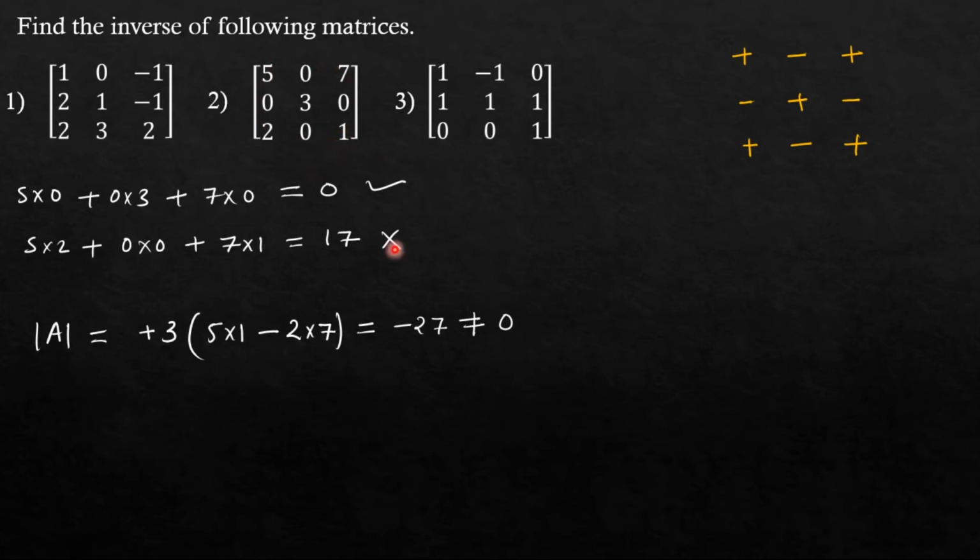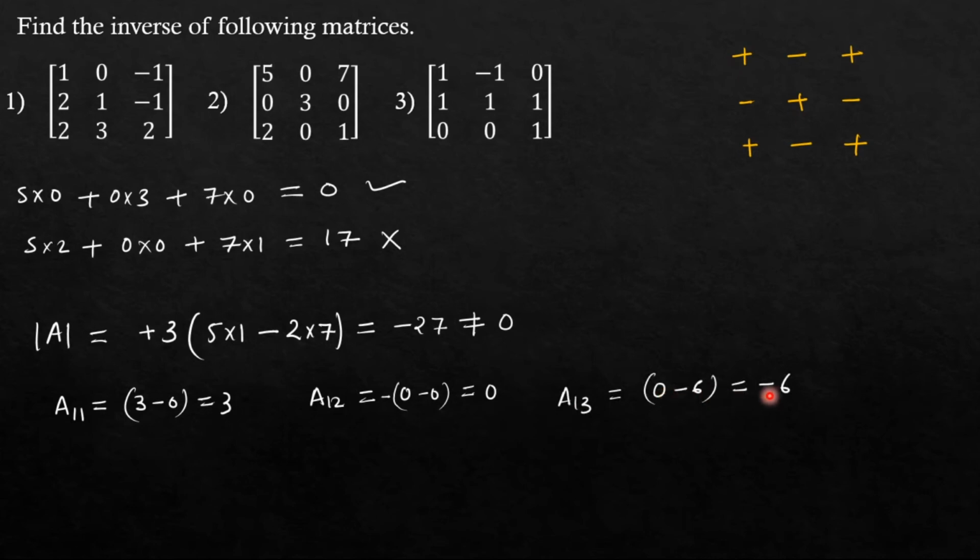Inverse exists. Now next procedure is to find the cofactor for each element. So for first element, that is A11, I will neglect this row and this column. So 3 into 1 minus 0. 3 minus 0, 3. With plus sign. Now consider this element A12, minus sign. At this position we have minus sign. I will neglect this column and this row. So 0 into 1, 0. 2 into 0, 0. So we get 0. Now A13. 0 minus 6 is equal to minus 6.